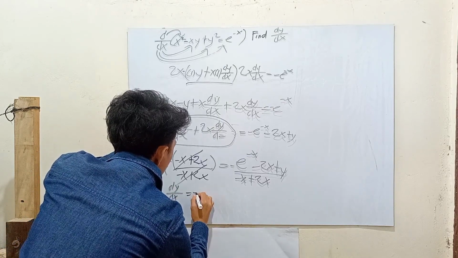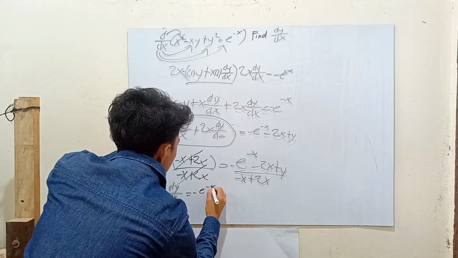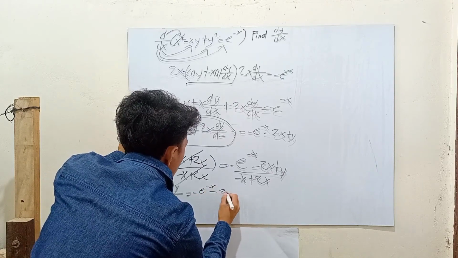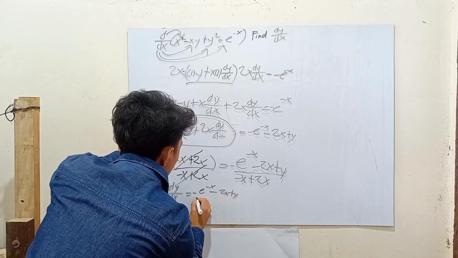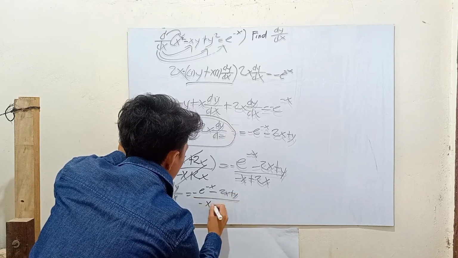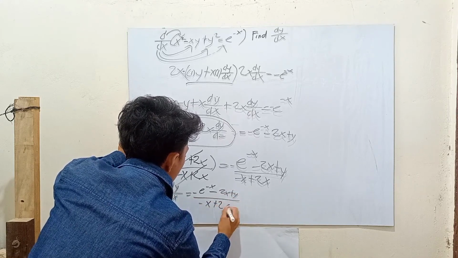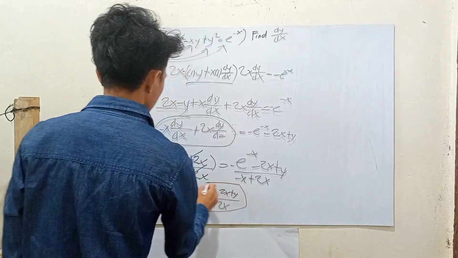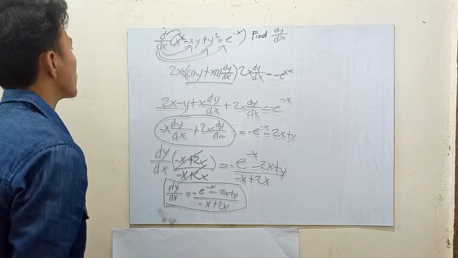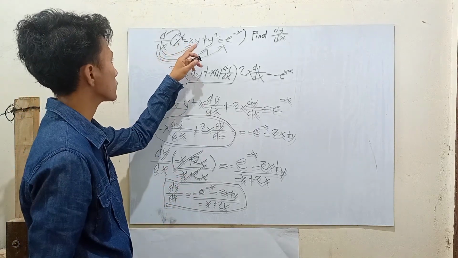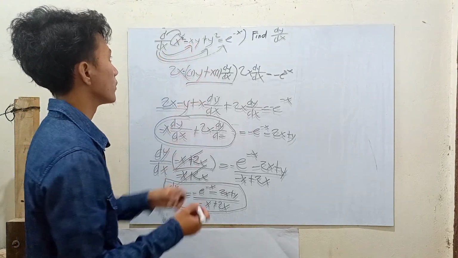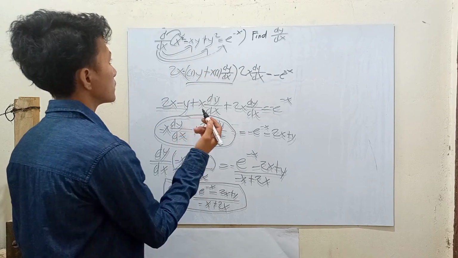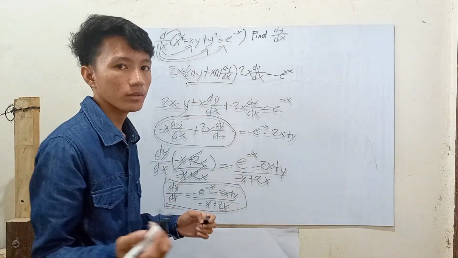equals e to the negative x minus 2x plus y, over negative x plus 2x. And this is the final answer for the problem x squared plus negative xy plus y squared equals e raised to negative x, find dy/dx.